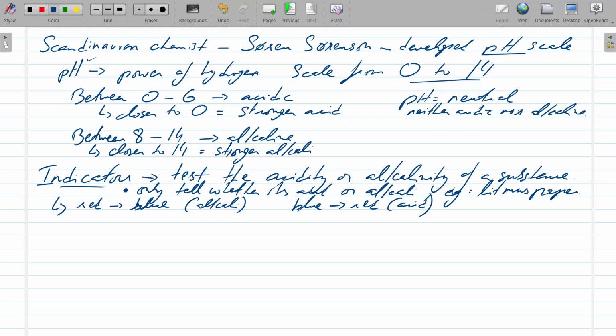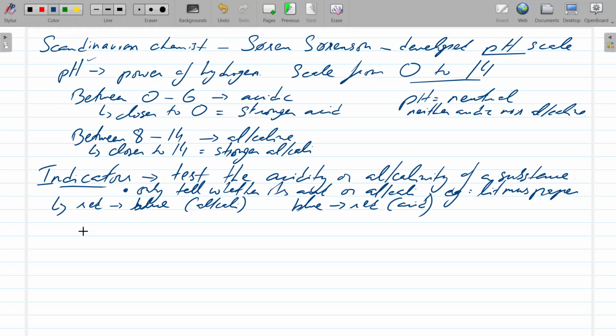Or for example, you have only one type of litmus paper, the blue litmus paper. If you dip it into a chemical and it stays blue, that means it is either an alkali or perhaps neutral, because it's not changing color. So nothing's happening. And if it does change color, that means it's an acid. So it's only telling you whether the thing is acid or alkali. It's not telling you how strong that chemical is.